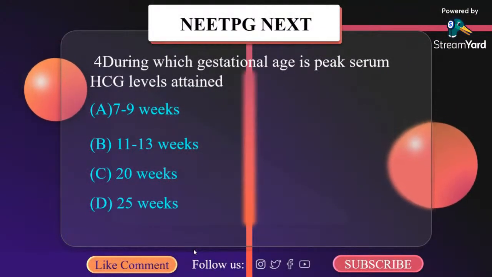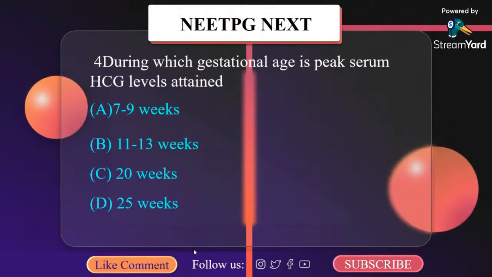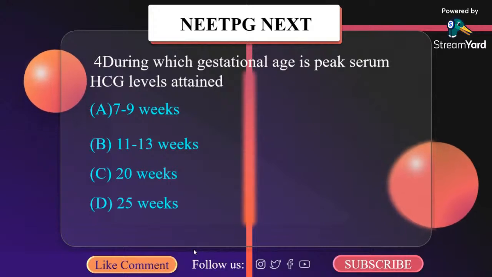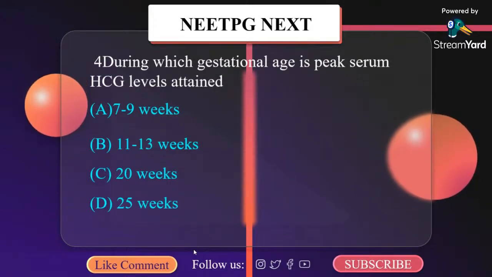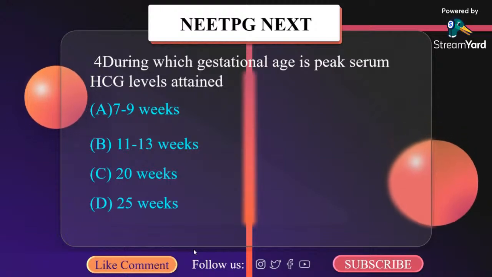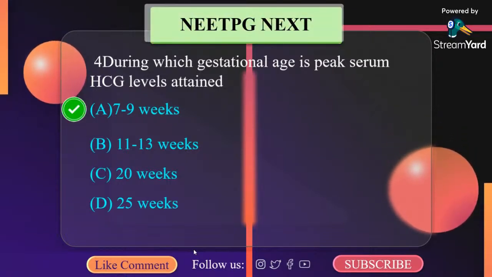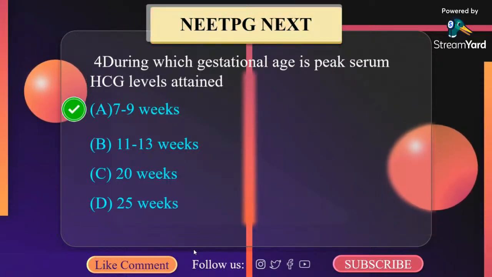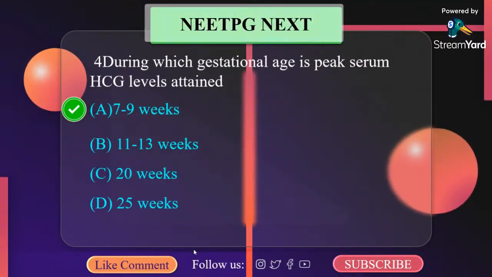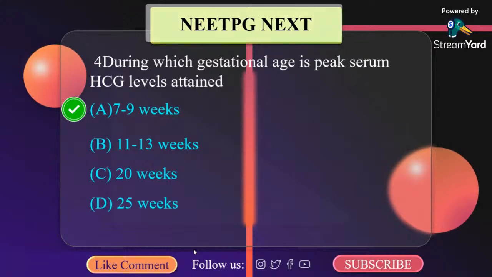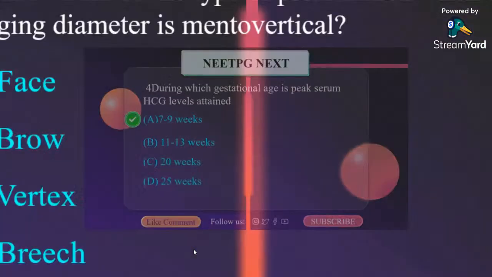During which gestational age is peak serum HCG level attained? A. 7 to 9 weeks, B. 11 to 13 weeks, C. 20 weeks, D. 25 weeks. The correct answer here is 7 to 9 weeks. The peak HCG level is attained at 7 to 9 weeks.